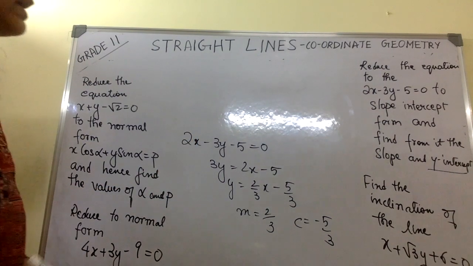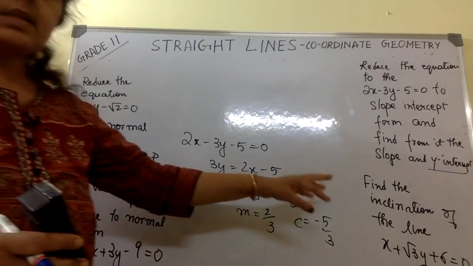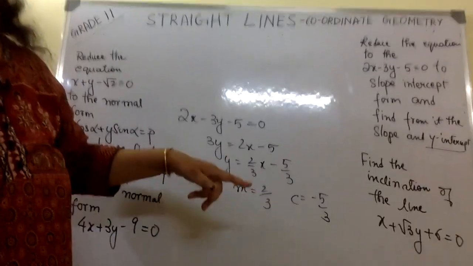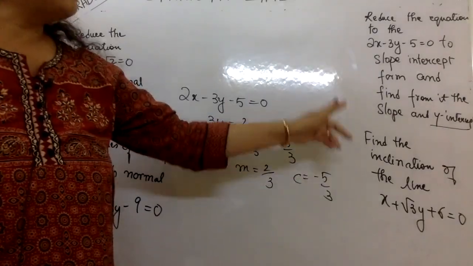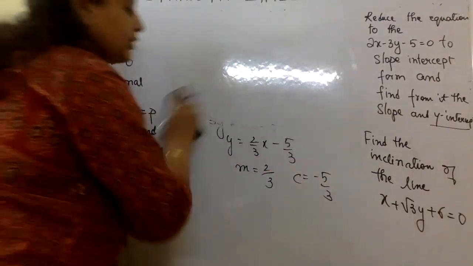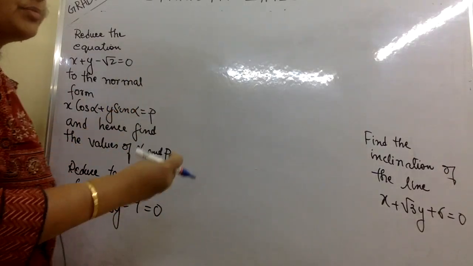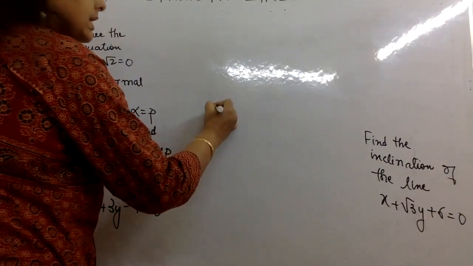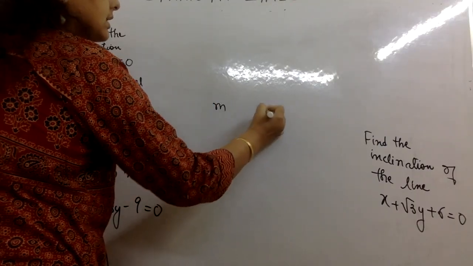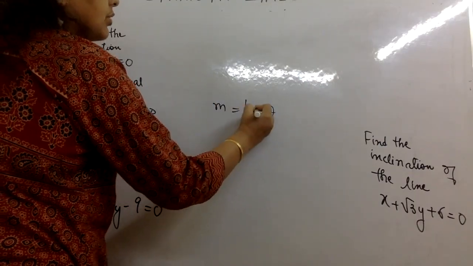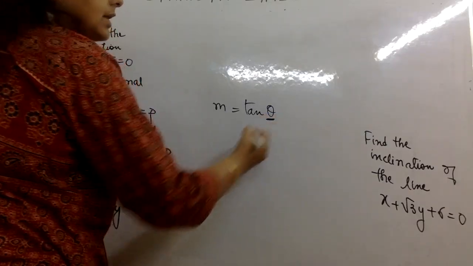Okay, let's see the next question. Find the inclination of this given line. So we'll do this sum now. Find the inclination of this given line. Inclination means, again, slope is m, inclination is theta, and slope is equal to tan theta. So we are going to find the theta now.